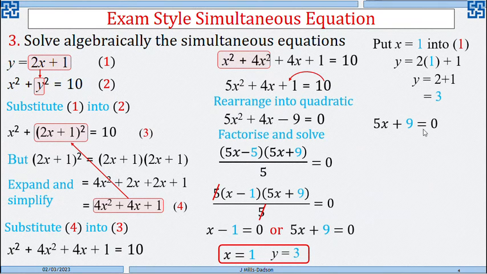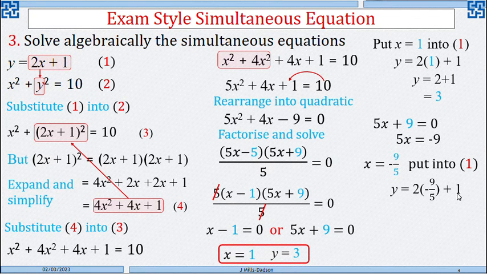Solve it like a normal equation: minus 9 from both sides and divide through by 5. So you have 5x equals negative 9, you divide through by 5, you end up having x equals negative 9 over 5. So put x equals negative 9 over 5 into equation 1 to solve for y. Now the easy way is, because we have 5 as denominator, we can multiply through by 5. So you end up having 5y equals negative 18 plus 5. 2 times negative 9 is negative 18.